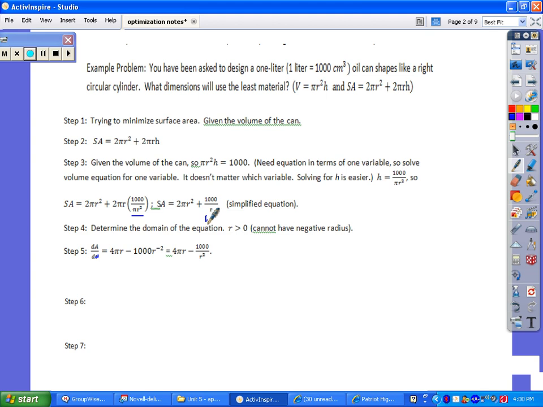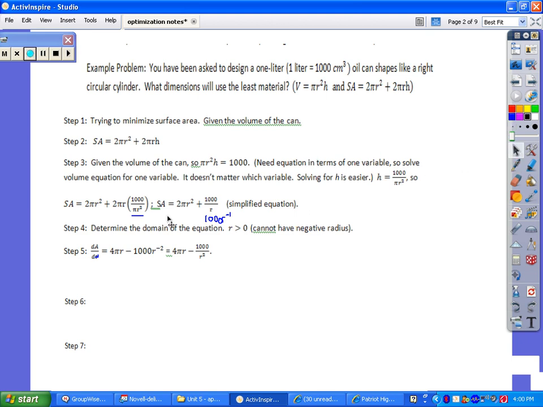is the same as 1,000 times r to the negative first. So if we take the derivative of that, we do 1,000 times negative 1, and then we subtract 1 from the negative, so we get r to the negative second, which is the same thing as 4 pi r minus 1,000 divided by r squared.